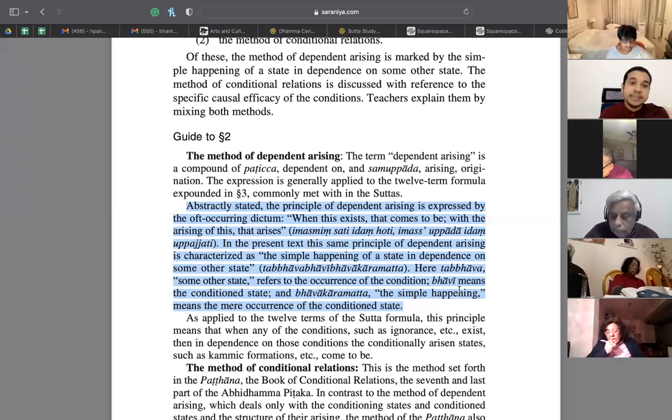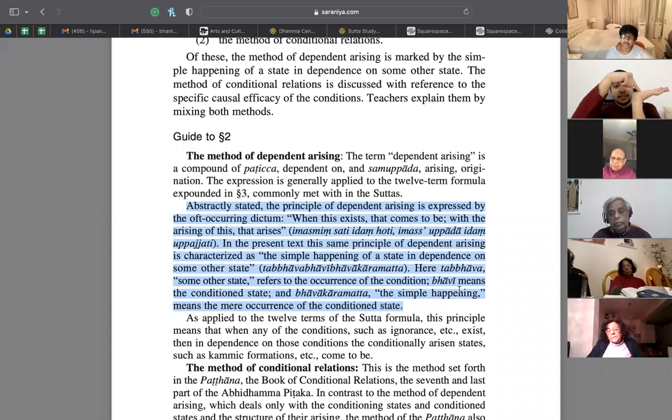In Paticcasamuppada, we are talking about one Dhamma that arises, and dependent upon this Dhamma, this arises. This arose dependent as a condition to this condition state. It's two different things. We might use the word condition, but here, what is conditioning makes a world of difference.